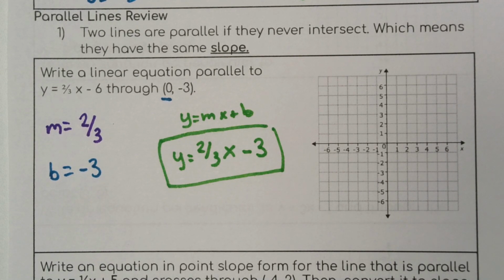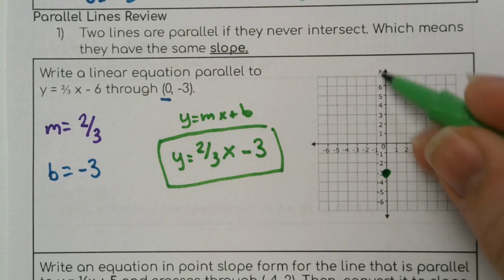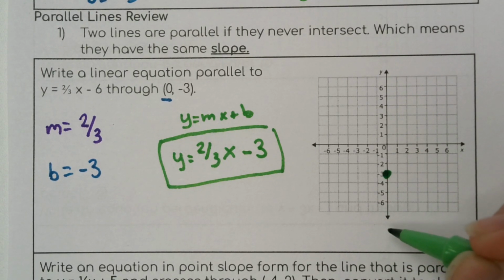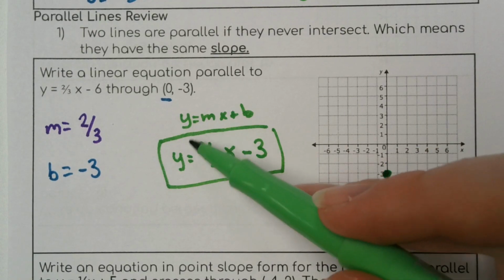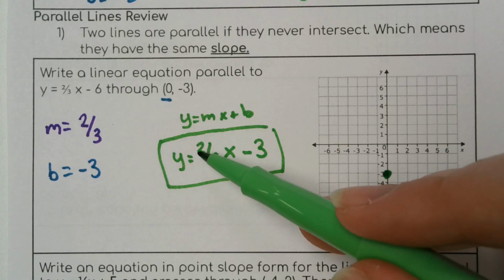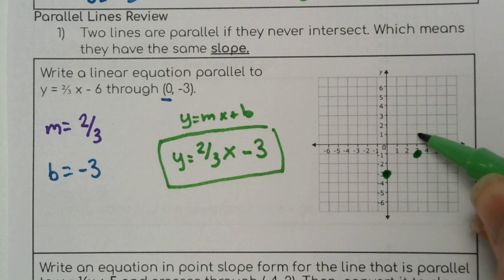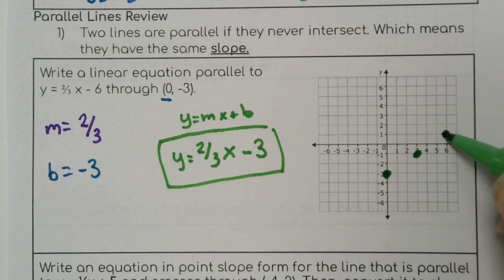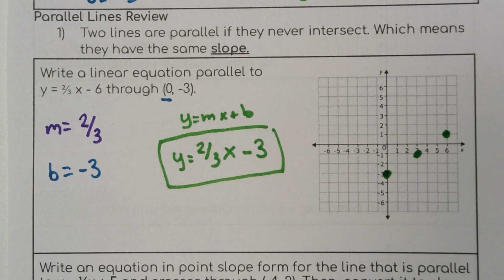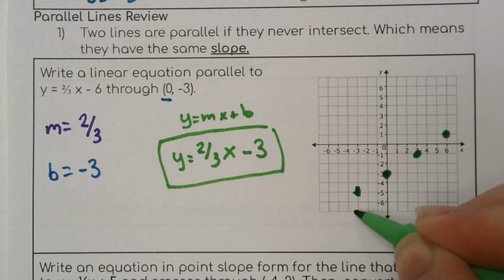Now let's see if they're actually parallel. Okay, so I'm going to graph this one first. We start at our y-intercept at negative 3 on our y-axis. And then I'm going to go up or down. Up, because it's positive. So we go up 2 and right 3. Up 2, right 3. And then to get that same motion, we'd go down 2 and left 3. Down 2, left 3.